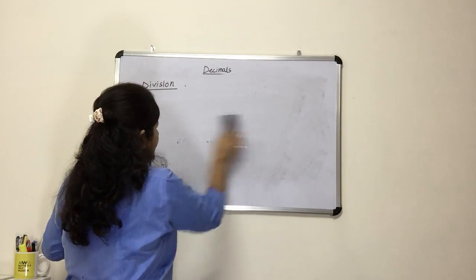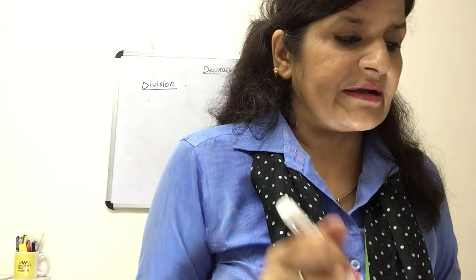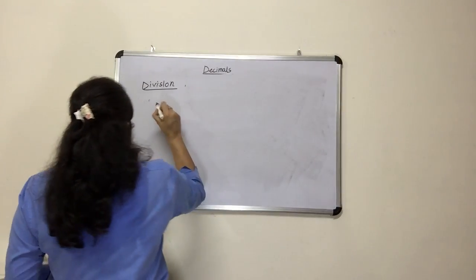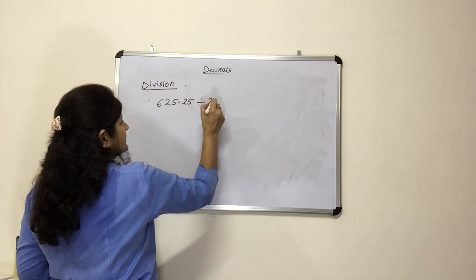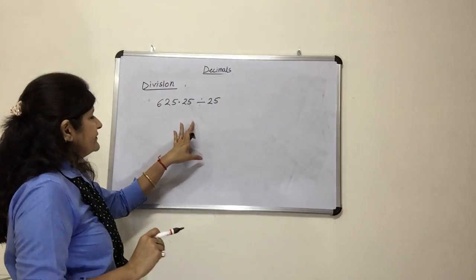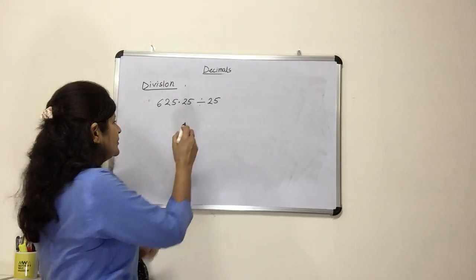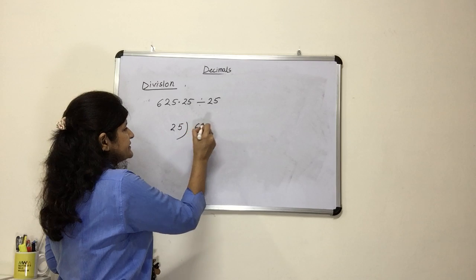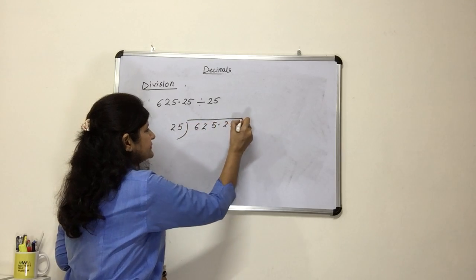Now the second is how we will divide a decimal number with a whole number. Suppose this is the question, 625.25 by 25. This is the decimal number and we are dividing the decimal number with a whole number. This is the whole number. So how will we do it? 25 is the divisor and this is the dividend, 625.25. Right?